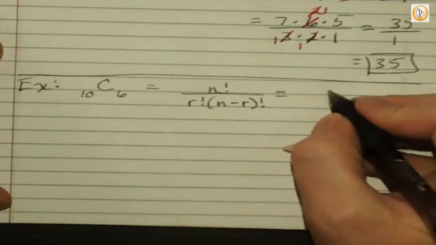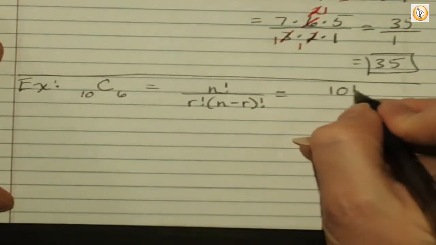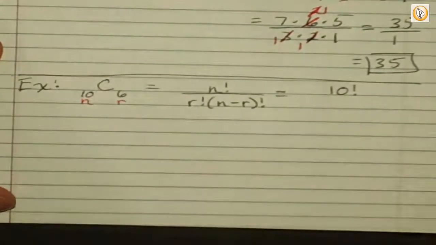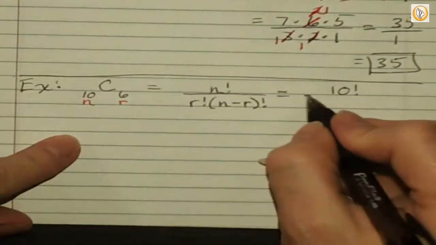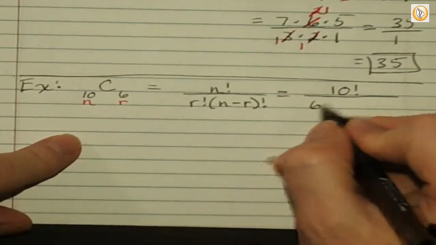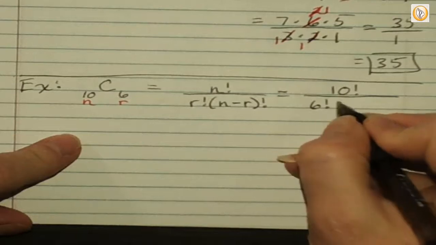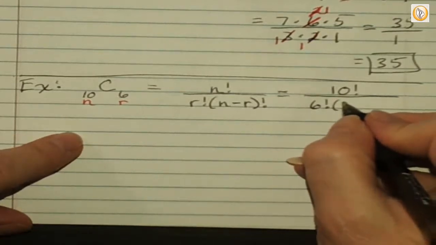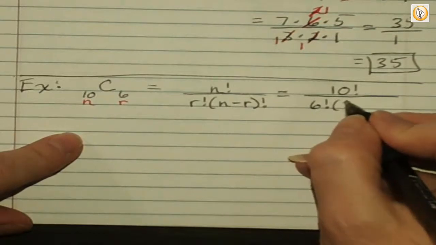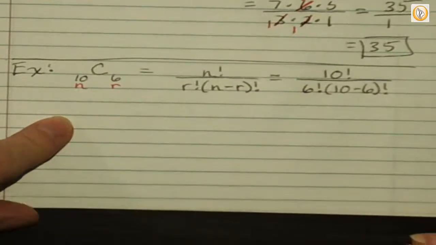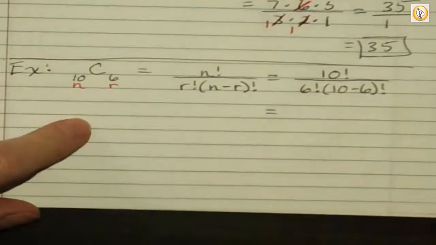Tell me what goes on top. 10 factorial. And I like to write a little n and an r just in case. Over what? 6 factorial times 10 minus 6 factorial. Very good. All right, you're on fire.